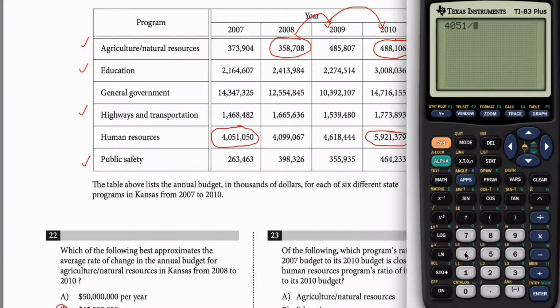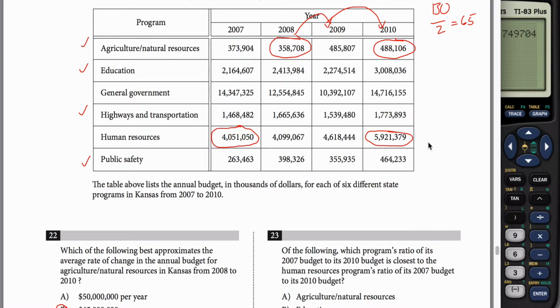But since I'm looking for what's closest, I can probably get away with just leaving off the last 3 digits and calculating these amounts. And if I do that, I get 0.684-ish. So that's my magic number. That's what I'm looking for.